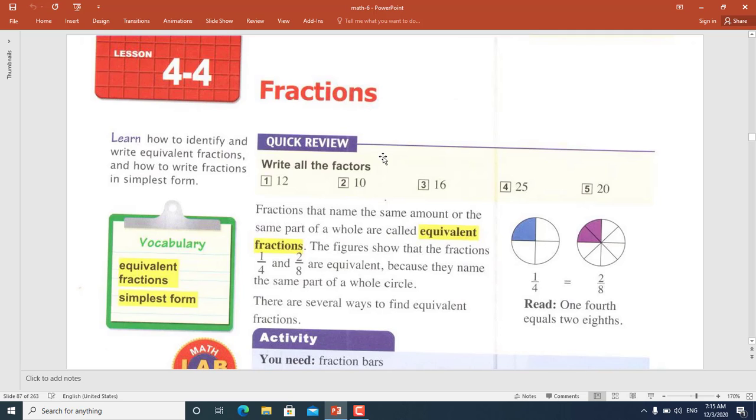Hello guys, welcome back. Let's study fractions on page 81, lesson 4 in chapter 4. From this lesson, we'll learn how you can write equivalent fractions and how you can write a fraction in simplest form.